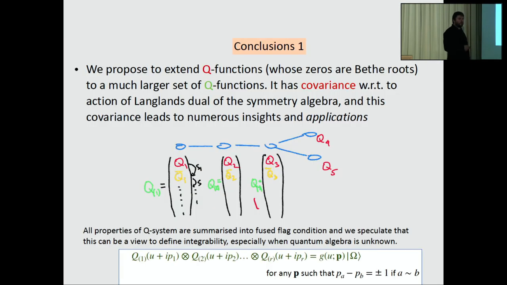Okay, and so now we come to the conclusions. The first conclusion is that we propose to extend normal Q-functions, Baxter Q-functions, whose zeros are Bethe roots of normal Bethe equations, to a big class of Q-vectors, really, which covariantly transform under the Langlands dual of the original symmetry. And all their properties are neatly formalized in the geometric statement that they form a fused flag, which is a geometric statement, but also a non-local geometric statement.